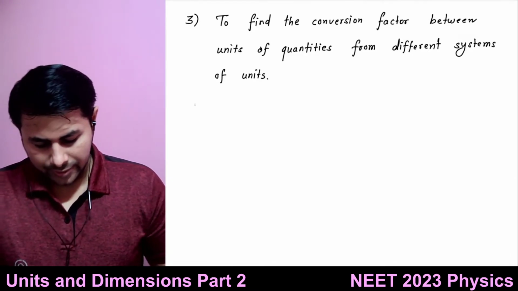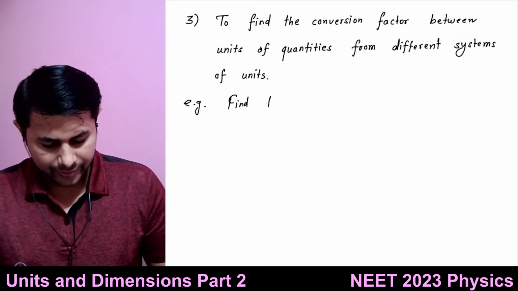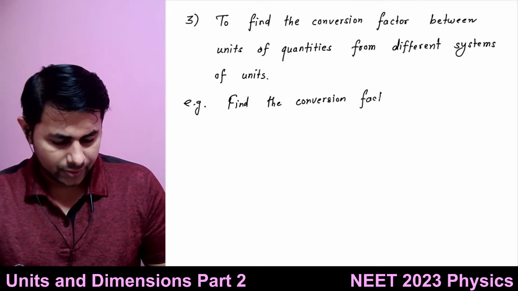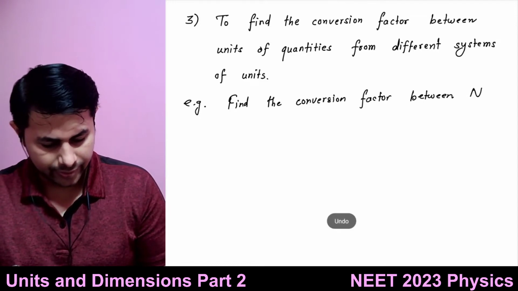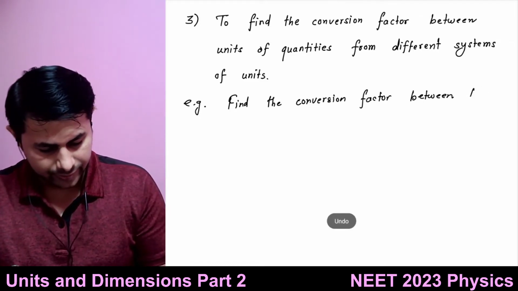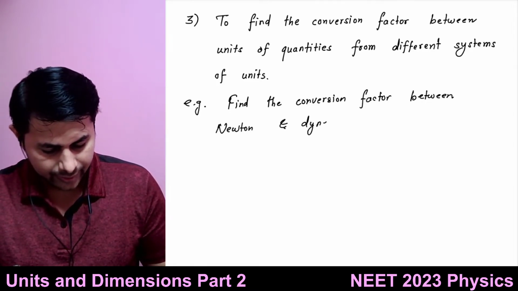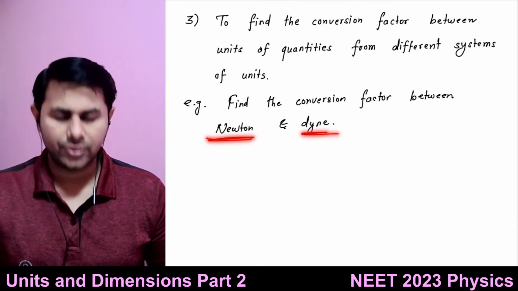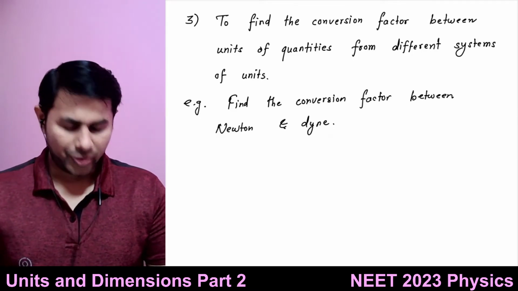Okay. So let's consider this example. Find the conversion factor between Newton, which is unit of force. Okay, let's write Newton and dyne. So this is unit of force in SI system. This is unit of force in CGS system. Okay. So what will we do?